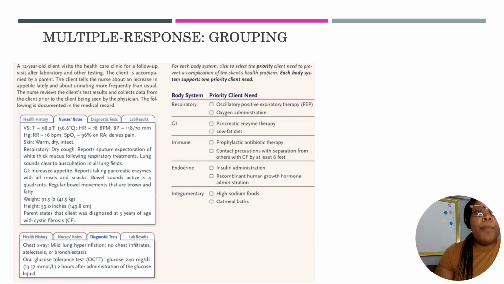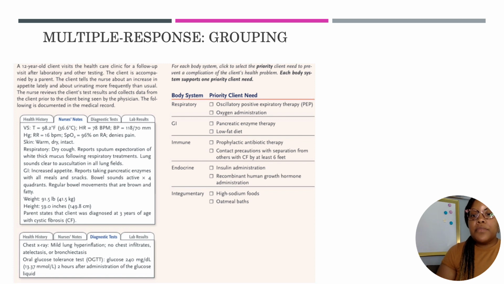So you can then go back under the tab of respiratory and see what's going on with the patient's respiratory system. That patient has a dry cough and some white, thick mucus coming up, but that patient's oxygen is 96%. So does that patient need oxygen if they're 96 on room air? No. But could the patient benefit from oscillatory PEP therapy if they are having white thick mucus? Yes.